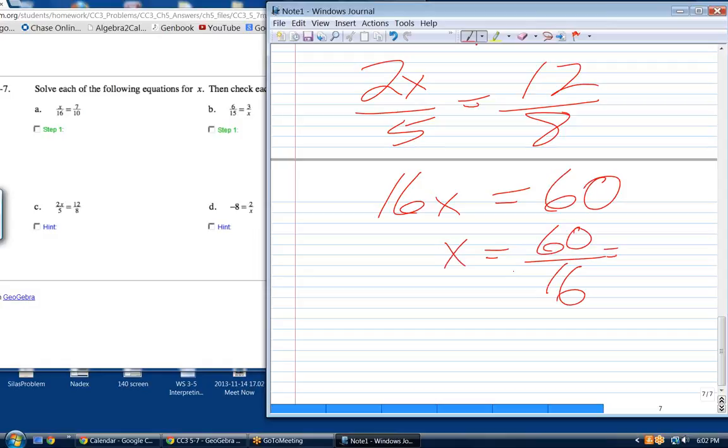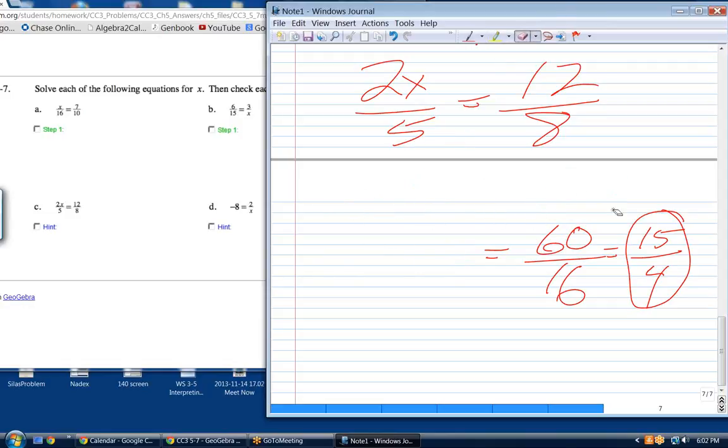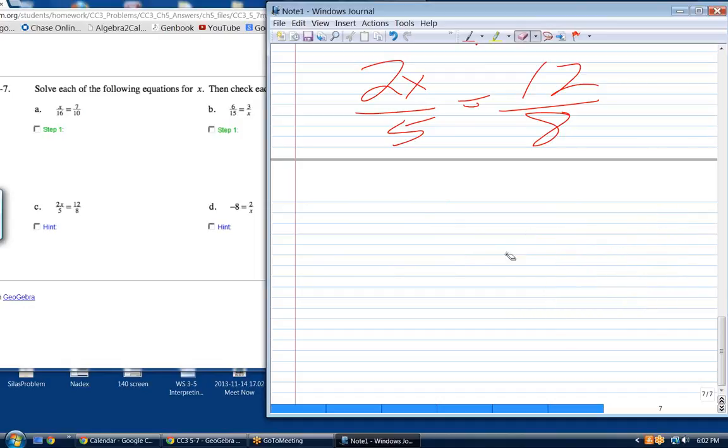It might need to be simplified. That's 30 over 8, which is 15 over 4. In other words, dividing top and bottom by 4. So this was actually a two-step problem by cross-multiplying. I could also have viewed it as, well, let's multiply both sides by 5 and then divide both sides by 2. You see how that works?